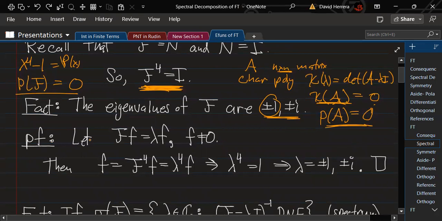So, proof. Let the Fourier transform of f be lambda f, so f is an eigenfunction, non-zero. The standard thing to do is take f and apply the Fourier transform 4 times, because that's the identity. Each time you apply the Fourier transform to f, it picks up a lambda. So lambda to the 4 times f equals f. Because f is non-zero, that tells you that 1 is the same thing as lambda to the 4. And the only solutions to this are plus or minus 1, plus or minus i. So if you were to draw a picture, these are the eigenvalues.